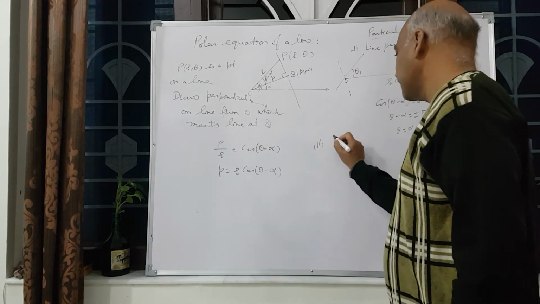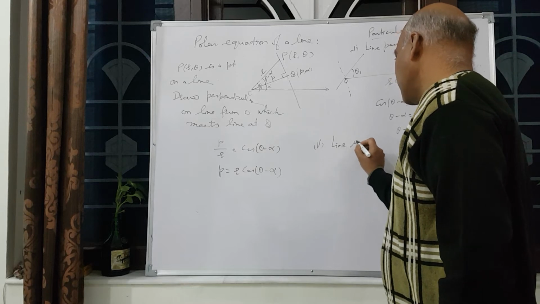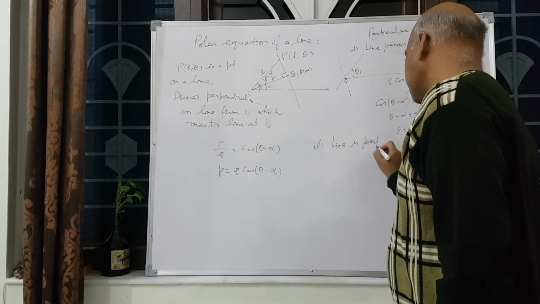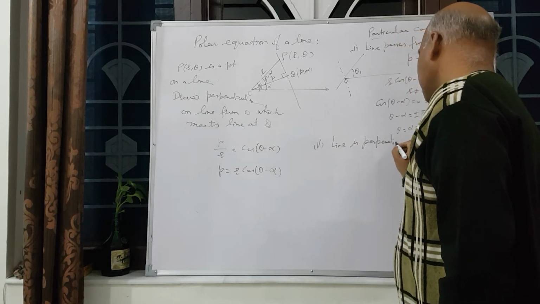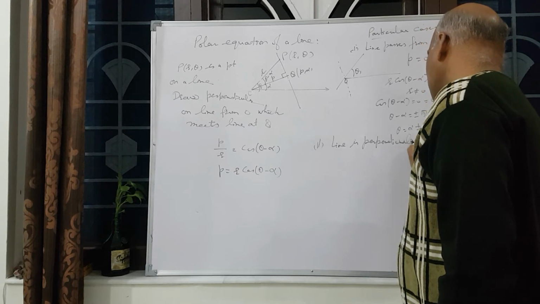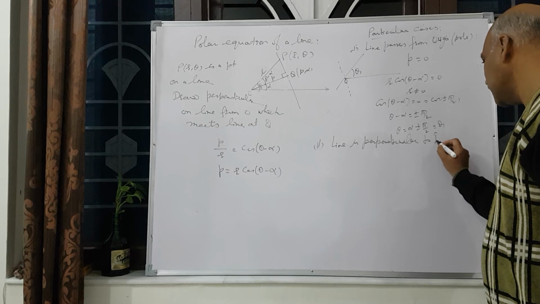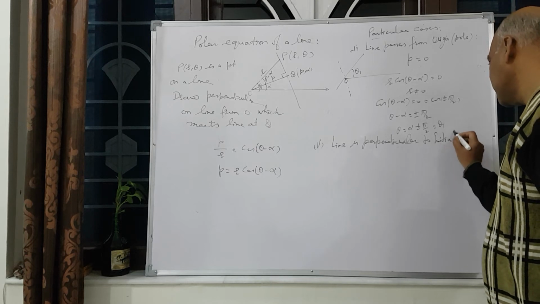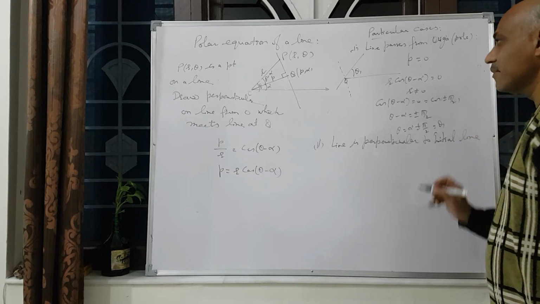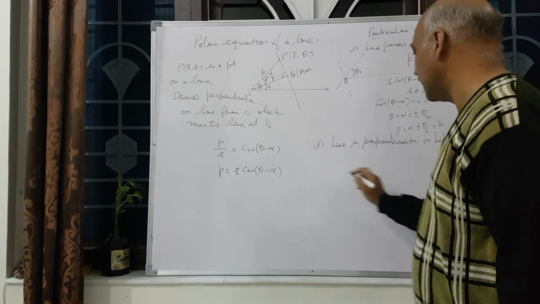if the line is perpendicular to the initial line, means this is like this one.